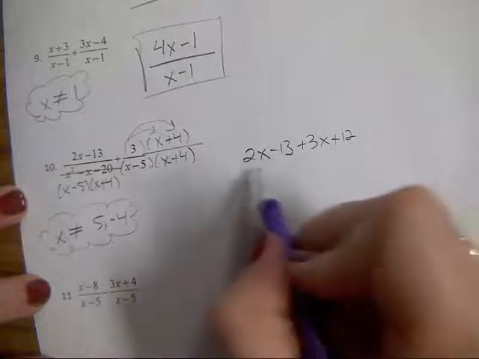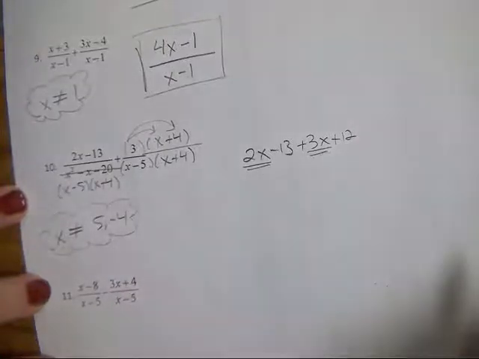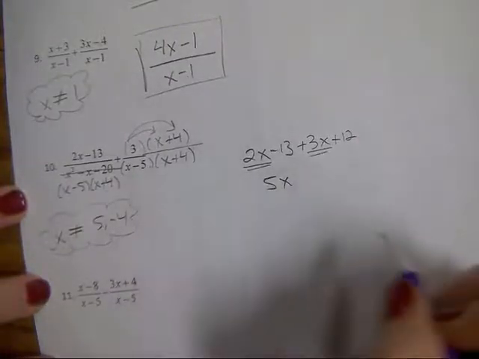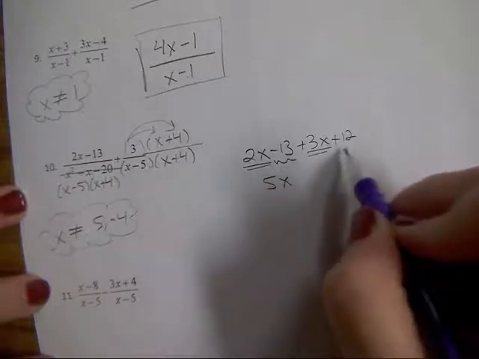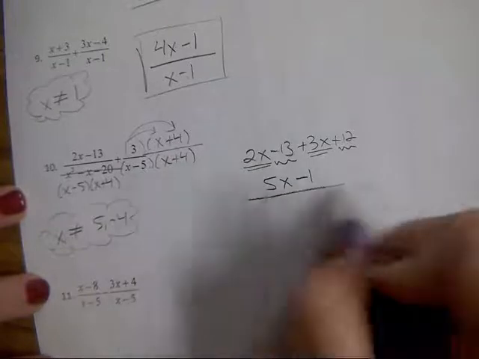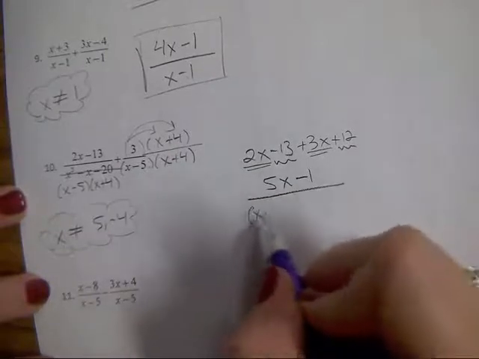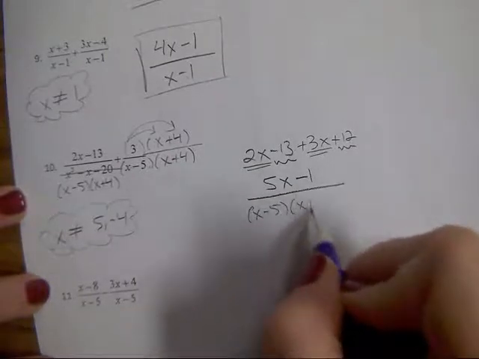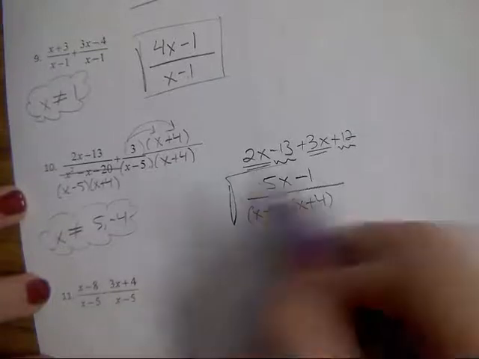Let's combine like terms. I see 2x plus 3x gives me 5x. And then negative 13 plus 12 gives me negative 1. So there's my new numerator. Remember, our denominator is x minus 5 and x plus 4.